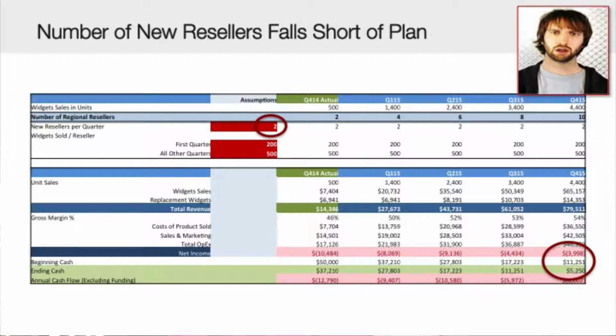Well, what you see in the right-hand corner is that they are no longer profitable, but they still have cash. So this is a scenario that is important to consider, but it's not sort of a doomsday scenario. Let's go to the next one.